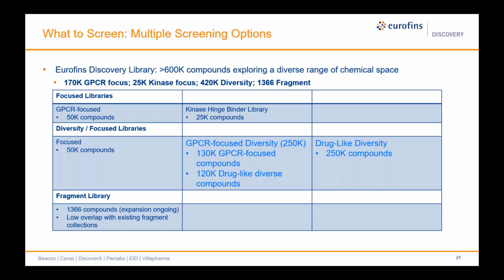So as far as chemistry, it's really important that the libraries that you screen are diverse and contain compounds that you can get a hold of afterwards. Beacon, now part of the Orphans family, has 600,000 compounds available to screen, and they explore a wide range of chemical space. The libraries are pretty heavily GPCR focused, probably a third GPCR focus, a small focus on kinases, and the rest are drug-like diversity. We also have a roughly 1,400 compound library of fragments that we can screen.